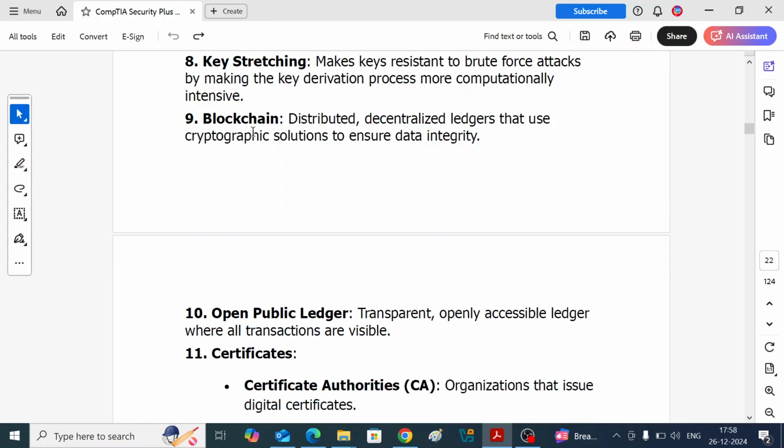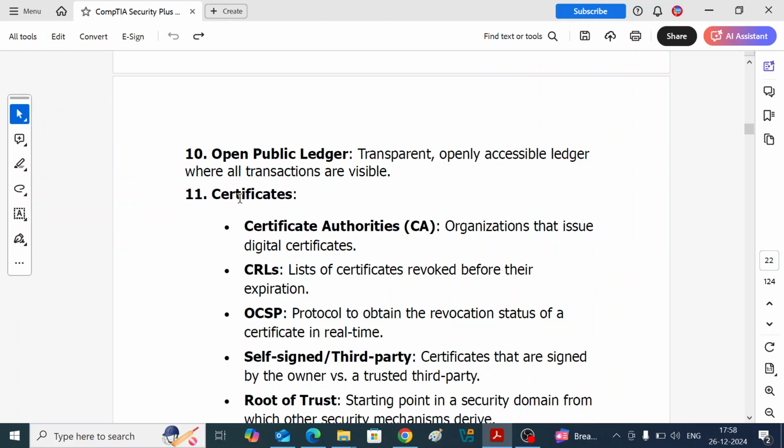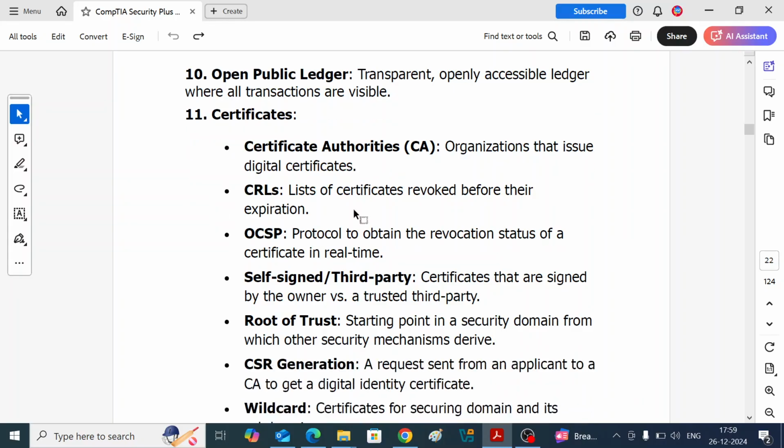I think that's enough. This is a massive topic, to be honest, and a very confusing one, so I would leave it there and rather move to the next one. Open public ledger: a transparent, openly accessible ledger where all transactions are visible. When I say open, public, and ledger, we understand it's open to the public. It's a book of transactions which the public can see.